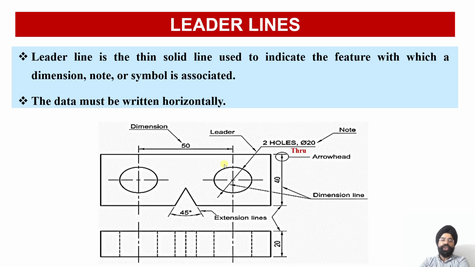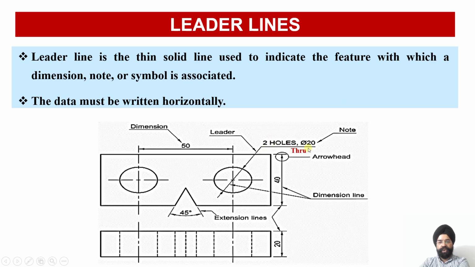Same dimension should not be mentioned multiple number of times. If the size of both of these holes is same, so you see I have not marked them twice. What I have done is I have marked this diameter over here using this leader line. The leader line will be, I'll just show you, there is a horizontal line and there is an arrow over here. So this is a horizontal line and then there is an arrow.